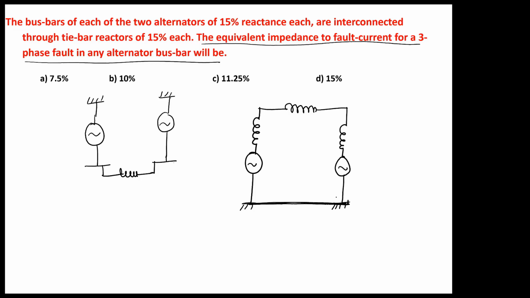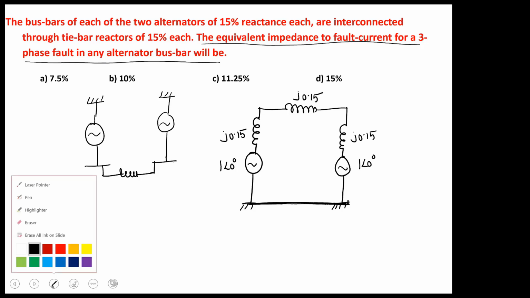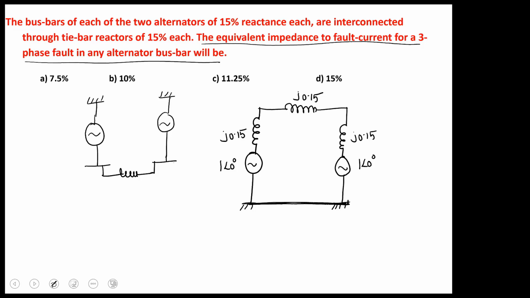Okay. The reactance of each of the alternators is 15%. So this is 1 at an angle 0, j0.15, j0.15, 1 at an angle 0. Now they are interconnected through a tie bar whose reactance is also j0.15. Now what is the Thevenin's equivalent per unit impedance if the fault occurs at this point or at this point? So if the short circuit occurs at this point or this point, what is the Thevenin's equivalent impedance? That is the question.